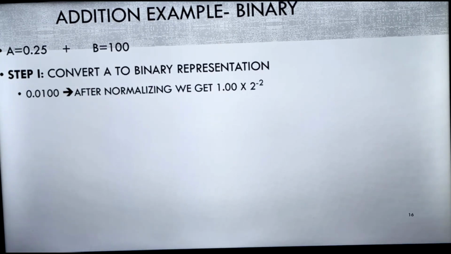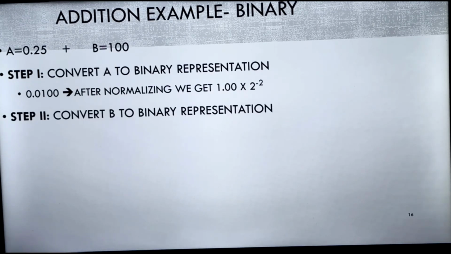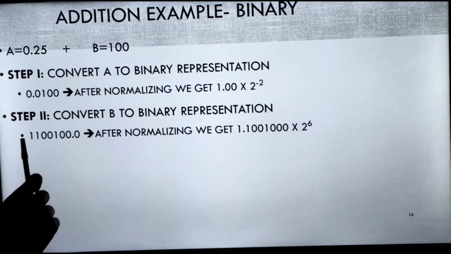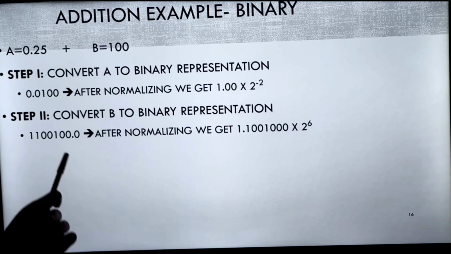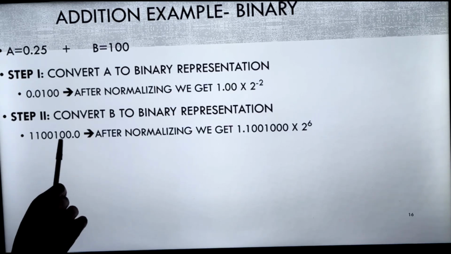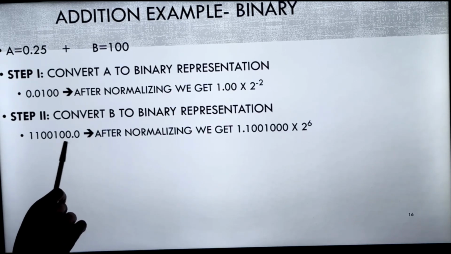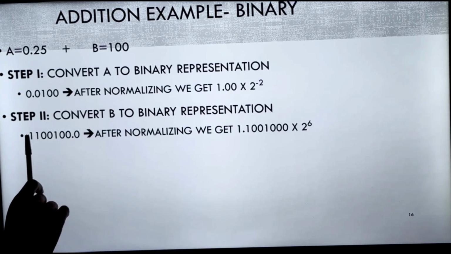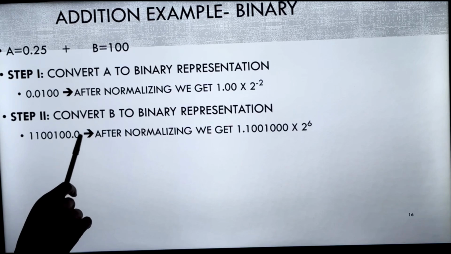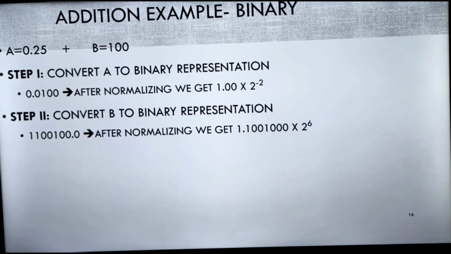Similarly for 100, convert it. If I convert 100 to binary representation, it will be 1100100.0 because this side I don't have anything. This one also I have to make 1 dot something. So to make it 1 dot something, I have to move left for this, right? How many times? 6 times. 1, 2, 3, 4, 5, 6. So it will be 1.1001000 into 2 to the power 6.